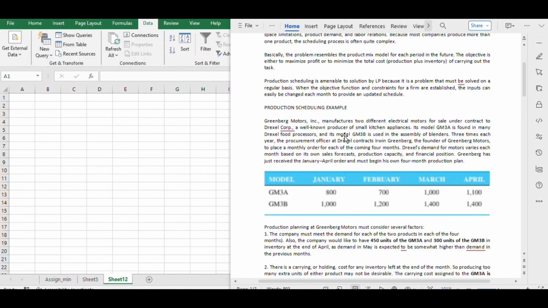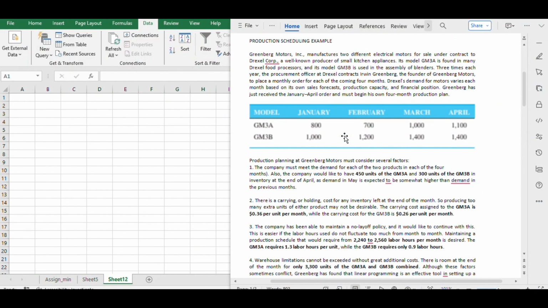Production scheduling is amenable to solution by linear programming because it is a problem that must be solved on a regular basis. When the objective function and constraints for a firm are established, the inputs can easily be changed each month to provide an updated schedule. So now let me teach you how to use Excel QM in solving linear programming for production scheduling. Here is an example for production scheduling.